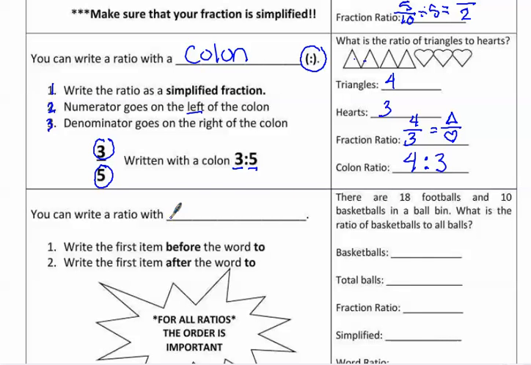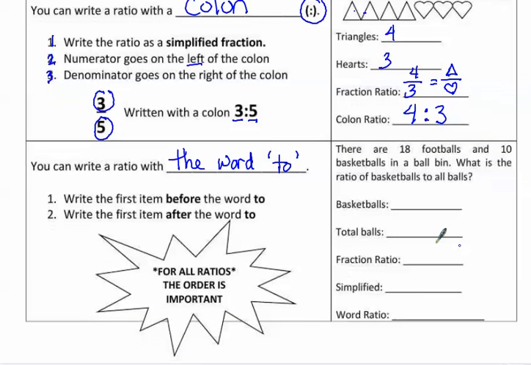You can also write the ratio with the word "to." Write the first item before the word "to" and write the second item after the word "to." For all ratios, order is really important. I would highlight this.